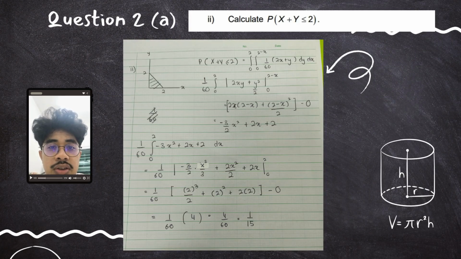So for the second question, we need to find x plus y is less than or equal to 2. We first need to find the exact limit for integration, which can be shown from the graph, and then we choose which to integrate first, which in my case is dy dx. As we have determined the limit earlier, now we can insert the upper limit of y, which is x minus 2. After the double integration, the final answer will be 1 over 15.